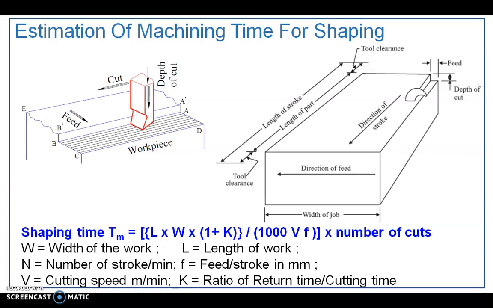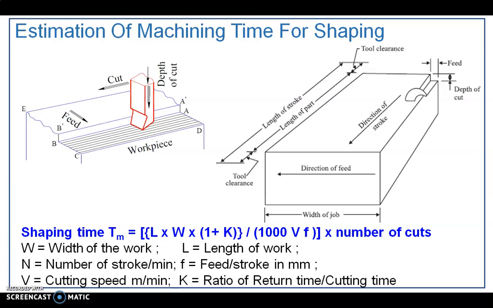Here L is the length of the workpiece, W is the width of the workpiece, and K is the ratio of return stroke time by cutting stroke time. It is not the other way round; it is return stroke time by cutting stroke time. This will always be less than 1. Small f is feed per stroke. So far we had seen feed per tooth, feed per revolution and so on. Here in the shaper, f is feed per stroke in mm. V is cutting speed, or in some problems it may be mentioned as S. I repeatedly told you it may be V or S.